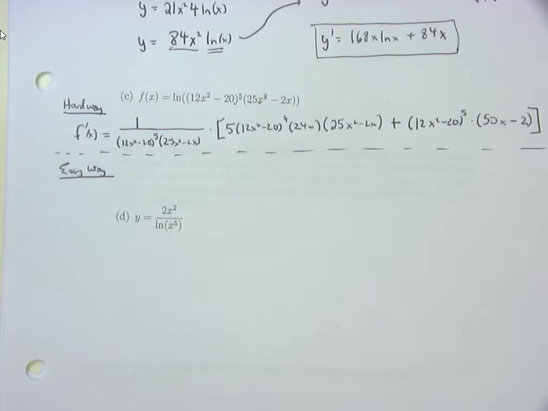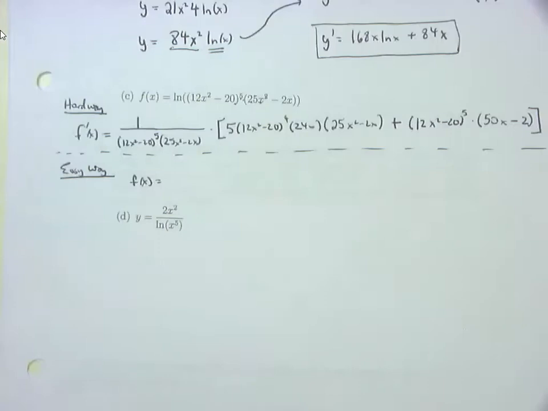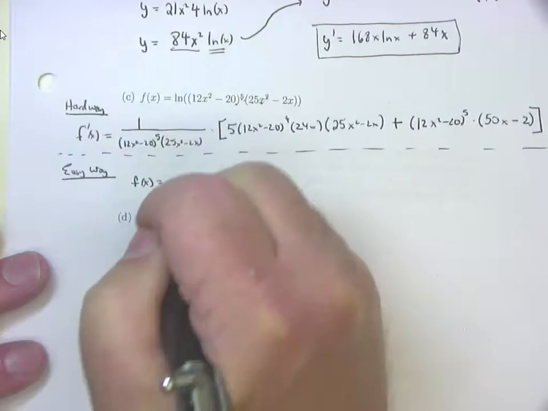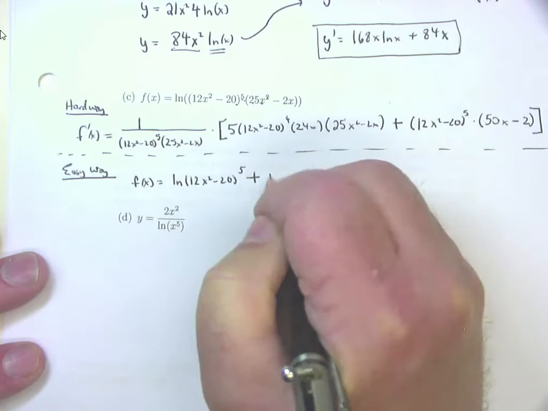Before you take the derivative, this is still the original function. Clean it up. This is multiplying. It's the natural log of 12x squared minus 20 raised to the fifth times 25x squared minus 2x. According to log properties, multiplication turns into what? Addition. It'll be the natural log of 12x squared minus 20 to the fifth plus, because multiplication turns into addition, the natural log of 25x squared minus 2x.